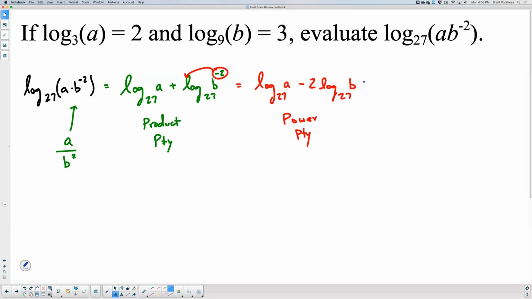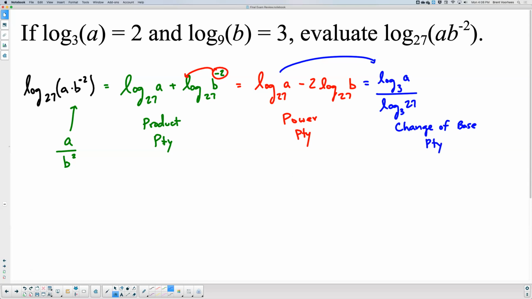Now we're going to do this change of base property twice. So this first, I'll do in blue. This becomes, if I want it to be a base of 3, then the A goes to the numerator, and it's going to be divided by log base 3 of what was originally the base, 27. And this is a change of base property. But I don't just do it there. I also do it here.